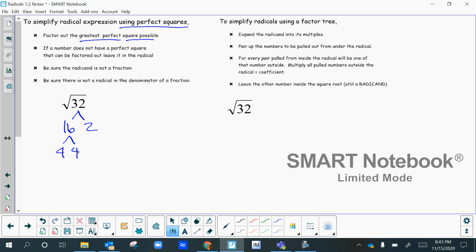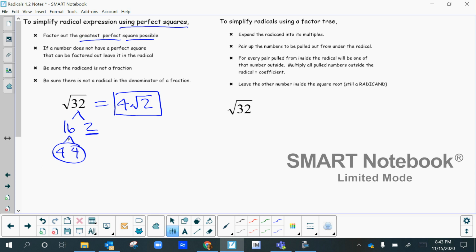So 4 times 4. Now all we have to do is realize that this pair right here is going to go out in front of the radical as our coefficient, and whatever's left over is going to go back as the radicand. So the simplified version of radical 32 is 4 radical 2. I'm going to box my answer right there. So that's one way, and you can see this little tree right here is very small.